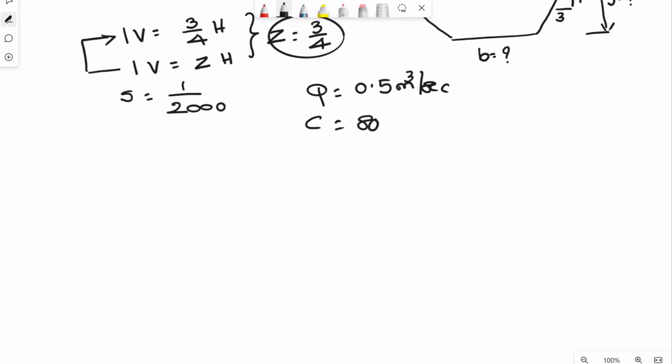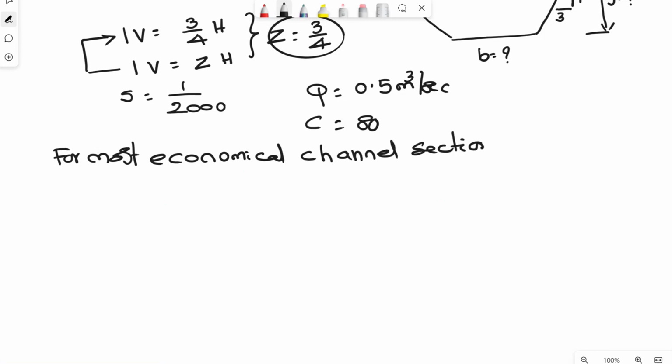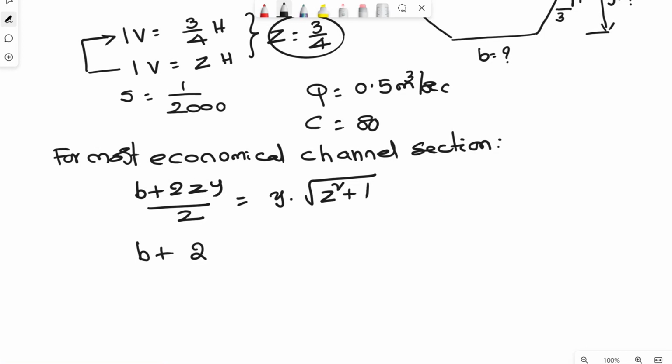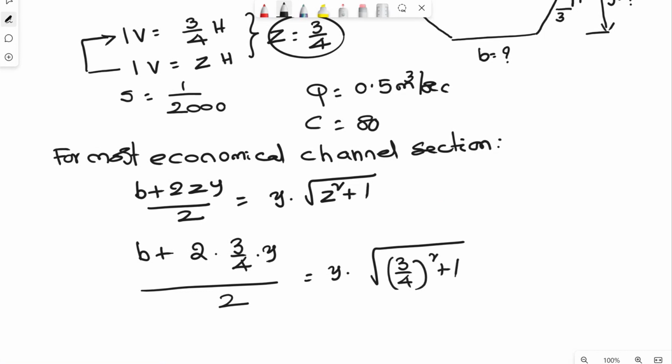Now I know the conditions. What are the conditions for the most economical channel section? Because the moment he says optimum, that means the most economical channel section: B plus 2zy by 2 is equal to y into square root of z square plus 1. So B is the width and z is the side slope I have taken. Let us substitute: B plus 2 into 3 by 4 into y by 2 is equal to y into square root of 3 by 4 whole square plus 1.